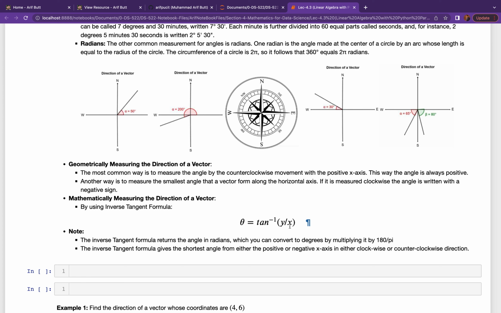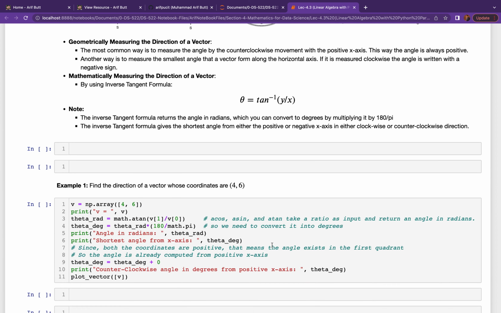And we know, of course, the x and y components of a vector. The point to remember here is that the inverse tangent formula returns the angle in radians and gives the shortest angle from either the positive or negative axis, in either clockwise or anti-clockwise direction. Let me describe this using a sample Python code so that you can understand what I'm saying.